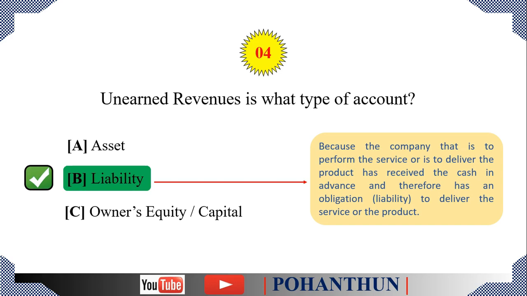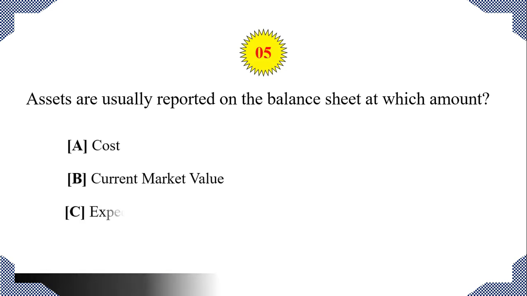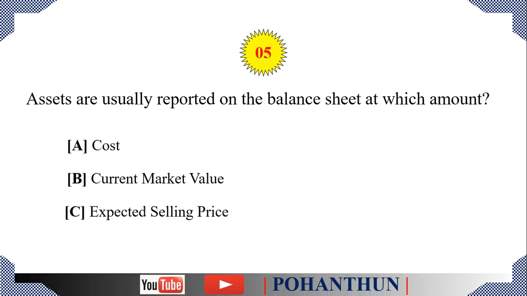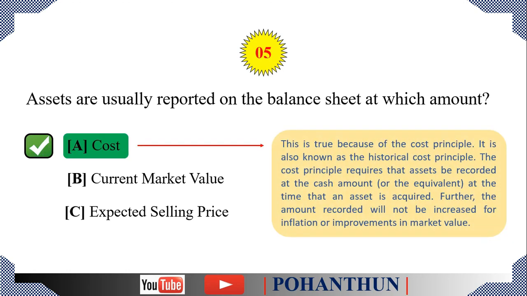Question number 5. Assets are usually reported on the balance sheet at which amount? Option A, cost. B, current market value. Option C, expected selling price. So the right answer is option A, cost amount. This is true because of the cost principle. It is also known as the historical cost principle.